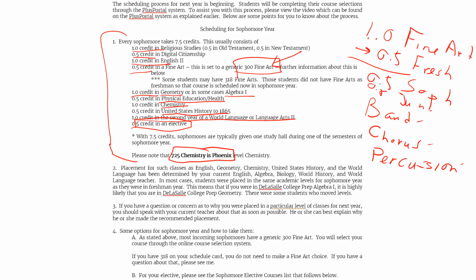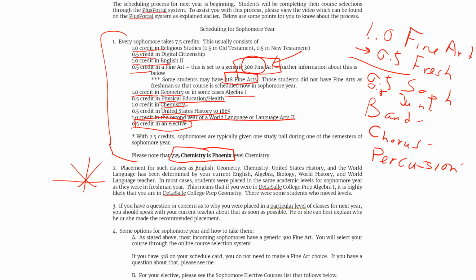For those students, right now they have the generic introductory fine arts course, which is numbered 318 on your schedule card. So if you have 318, that's the introductory course in fine arts, in which you'll have 6 weeks of art, 6 weeks of music, and 6 weeks of theater to get you situated in what each one of those courses covers, so you can make your choice for junior year. If you have a 300 course, you're going to pick a fine art from the list that we're going to see momentarily.